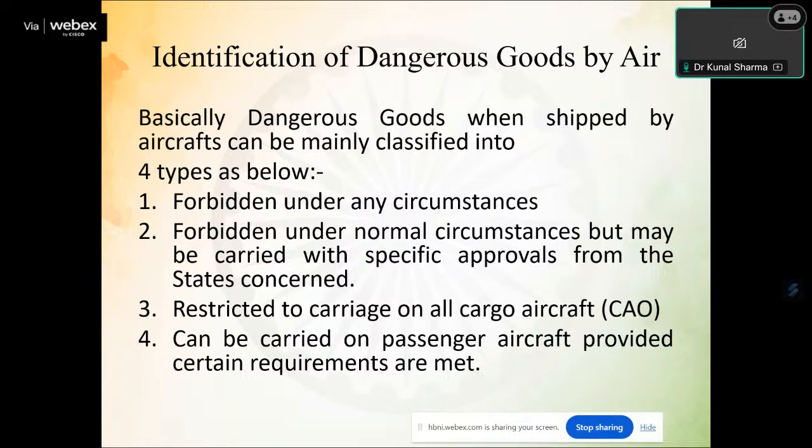So when we are talking about classification, we classify in GHS also, in INDG also, on the properties of the dangerous goods as per the UN classification. Here the rules are certainly different. For example, they are not allowing certain groups of dangerous goods in any circumstances, but in a few cases they are allowing as per the regulations and the local authorities' instructions.